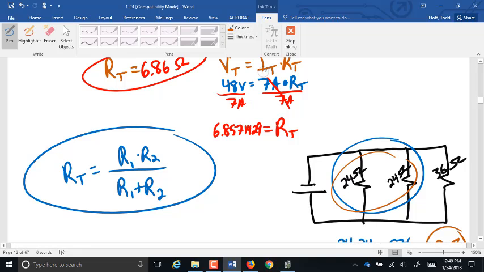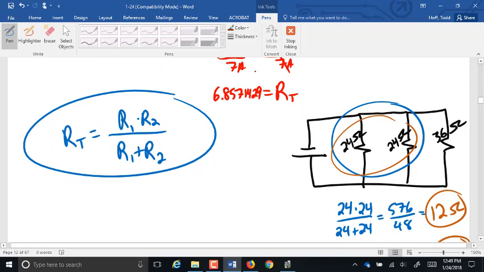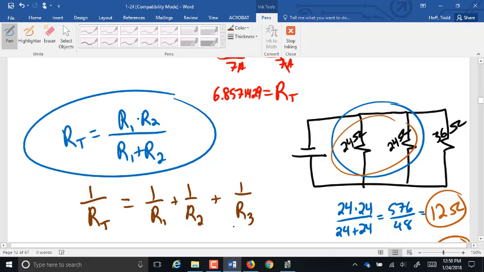Or, if you want to do it all at once, it's a reciprocal formula. 1 over RT equals 1 over R1 plus 1 over R2. If it's only two resistors, you can just use this formula right here. If there's a third one, it's R3, or as many as you want. If you have 7 resistors in parallel, you can go all the way up to 1 over R7. You could do 8, you could do 437, however many you want. Up to infinity, how's that?